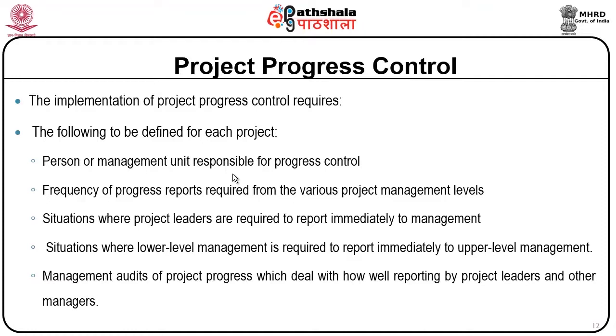The implementation of project progress control requires the following to be defined for each project: the person or management unit responsible for progress control, the frequency of progress reports required from the various project management levels, situations where project leaders are required to report immediately to management, situations where lower level management is required to report immediately to upper level management, and management audits of project progress, which deal with how well reporting by project leaders and other managers is carried out.